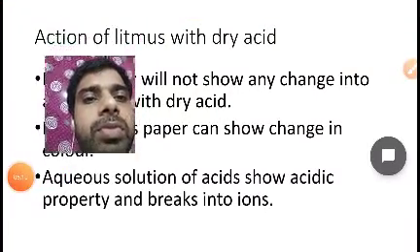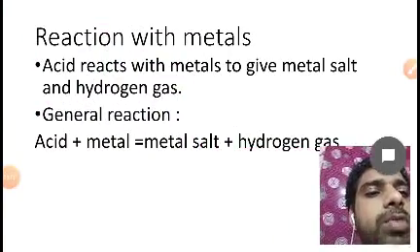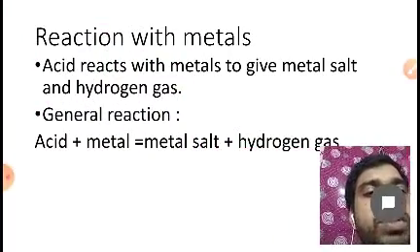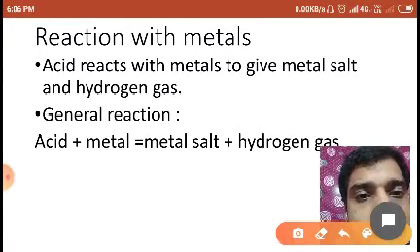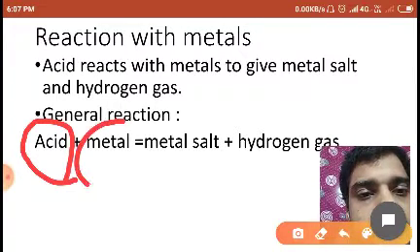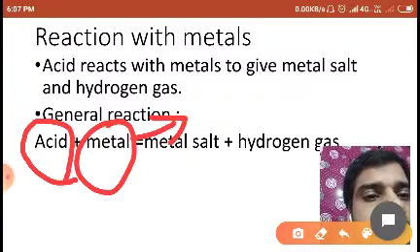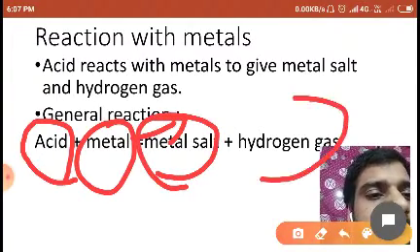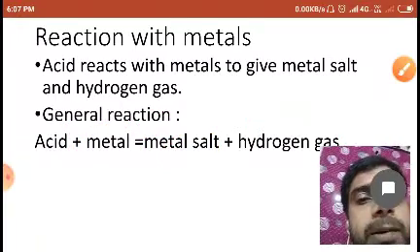Now the next thing we will see is the reaction with metals, and you can see here one of the general reactions. You have to focus on this general reaction: acid plus metal gives metallic salt plus hydrogen gas. I will give lots of examples for that.